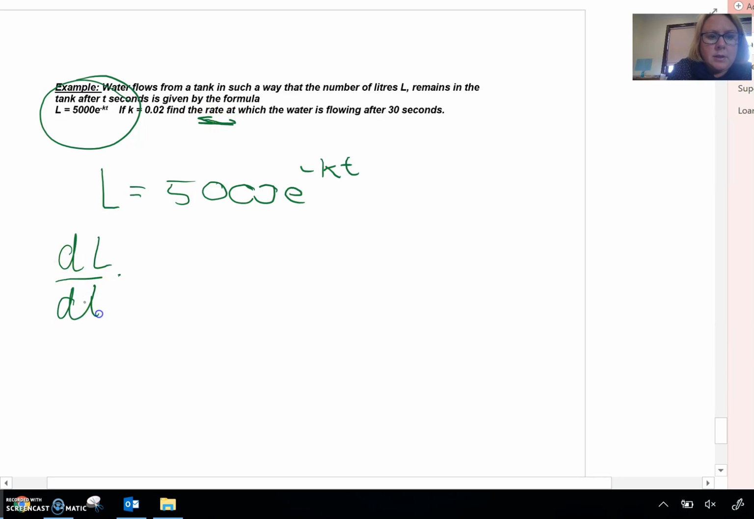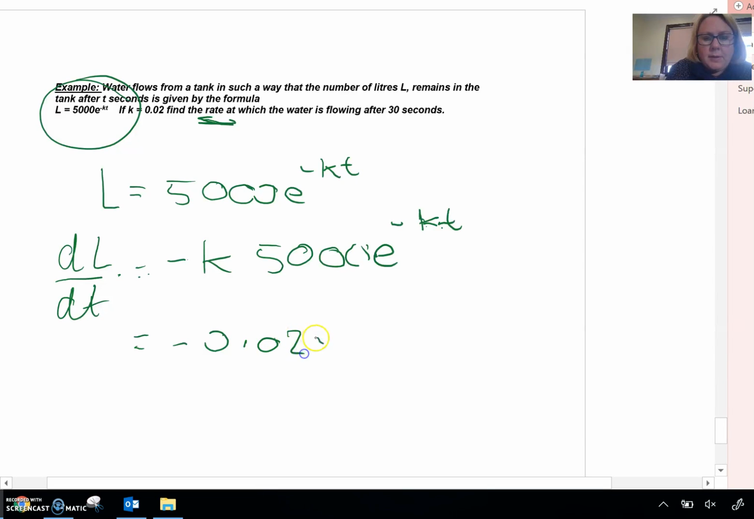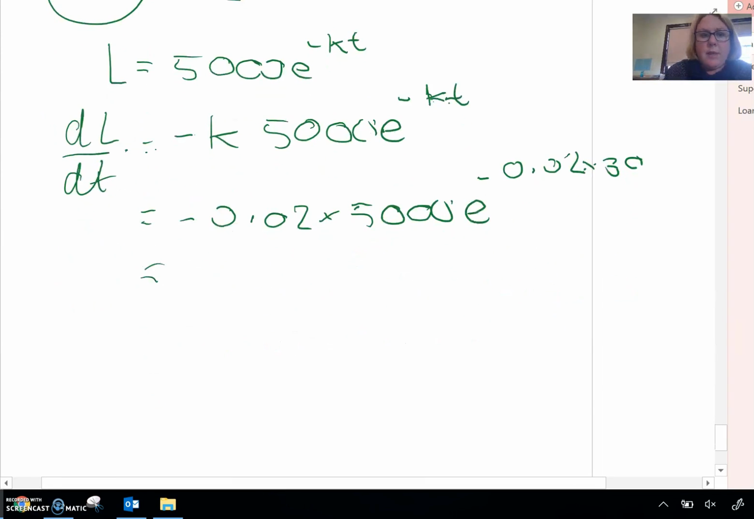dL/dt is minus k, because I'm differentiating, times 5,000 e to the minus kt. I know what t is, I know what k is, and I can sub it all into my calculator. I'm going to have to get another example where we have to find the unknown. It's quite easy just to sub these numbers into our calculator, but when the power is an unknown, I have to use a logarithm. So I'll do an example of that in another video.